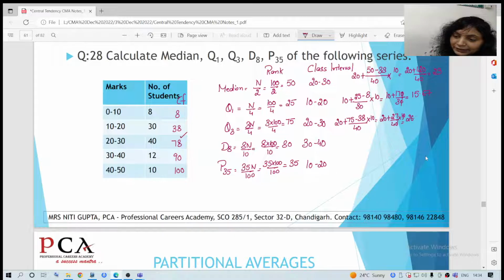So answer is 26.75, because 27 divided by 4 is 6.75.